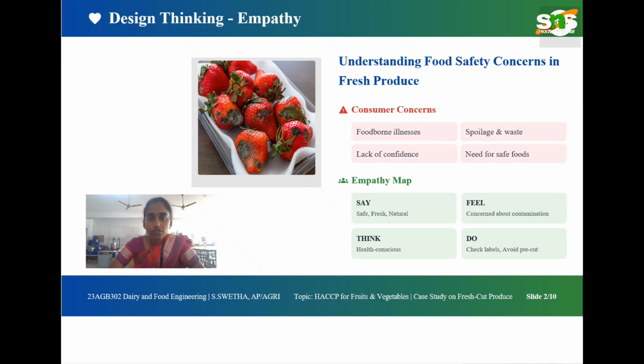In say, we have to check whether the produce is safe and fresh. In feel, we have to check whether it has any contamination. In think, we have to check whether it has any foodborne illness because it is related to health. In do, we have to check the label and avoid pre-cut. From the consumer point of view, there are major concerns like foodborne illness, spoilage and waste, and lack of confidence. There is also a need for safe foods because various types of diseases are occurring in this modern field. So food concerns for fresh produce are very important.